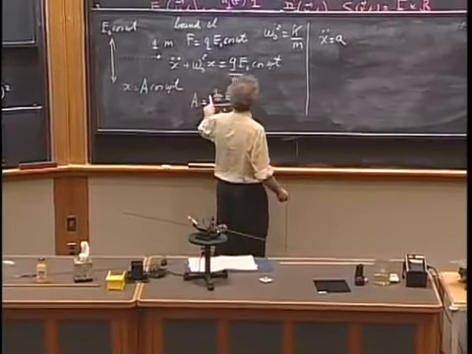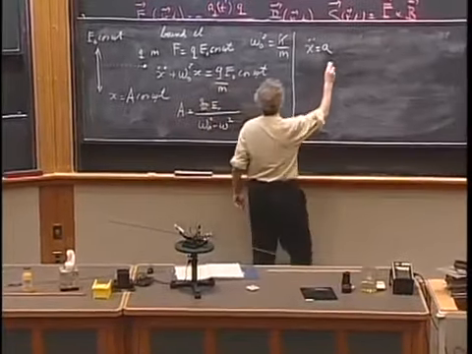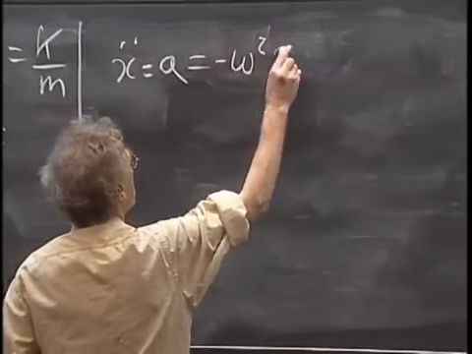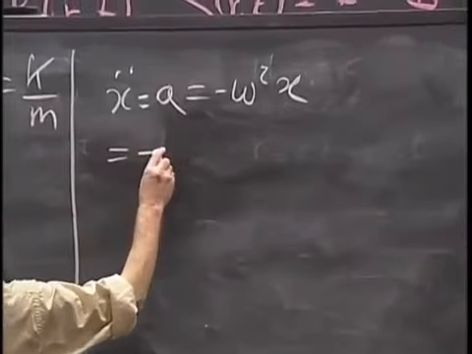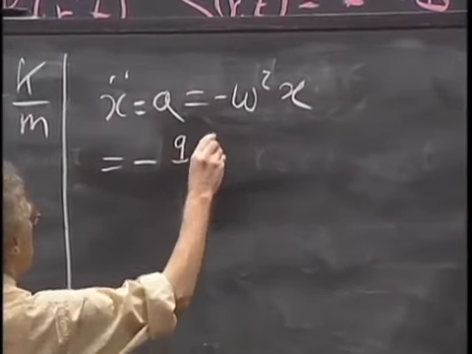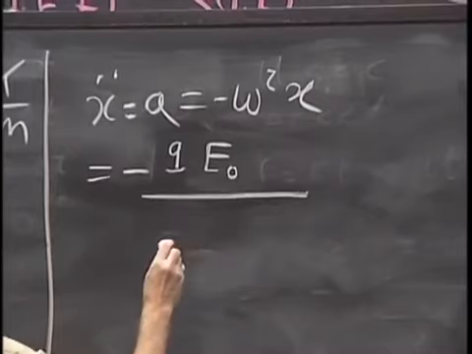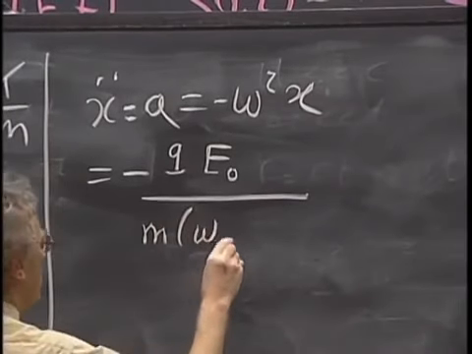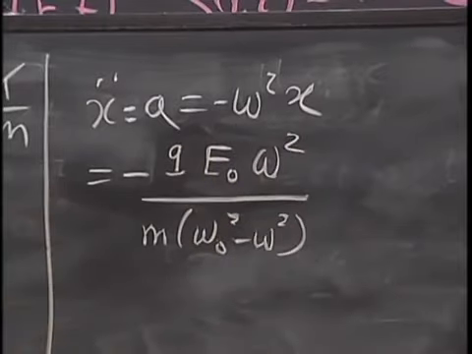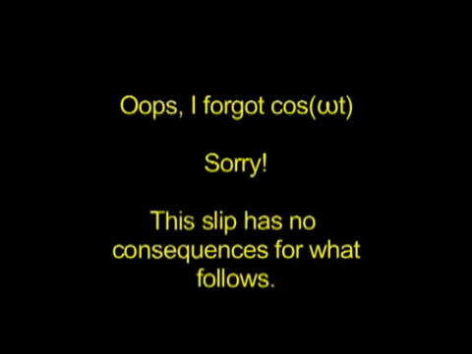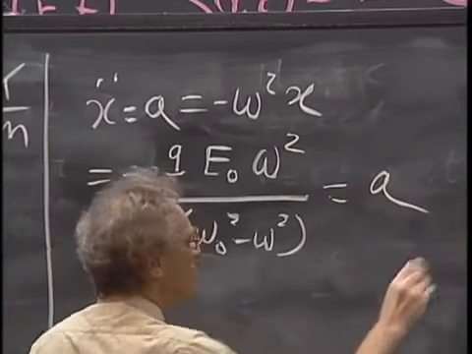And so the x double dot becomes minus omega squared times x. It's just taking the second derivative, right? You've seen that before. And so that becomes then minus q E0 divided by m, omega 0 squared minus omega squared, and then I get upstairs an omega squared. And that is the acceleration of this electron.